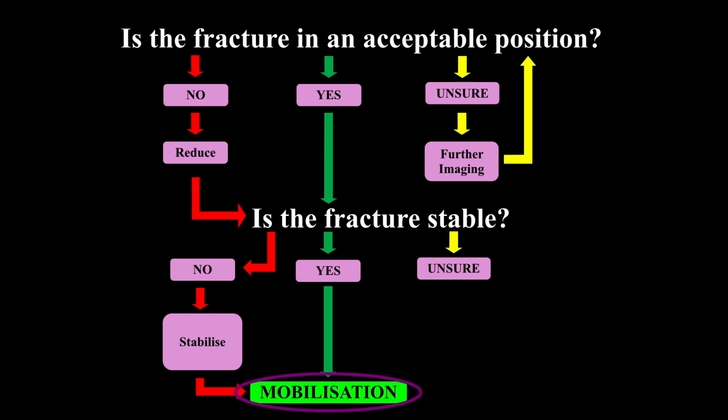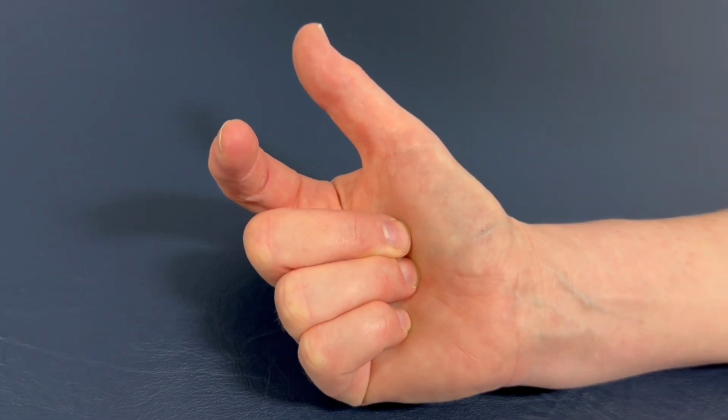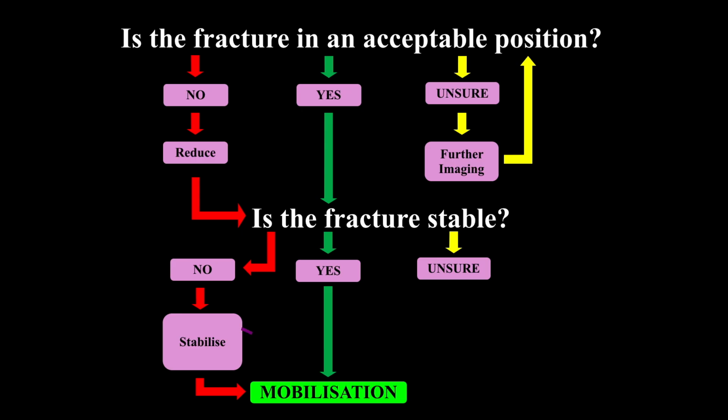This is because if an injured hand is immobilized until the fracture heals, the risk of a stiff hand or digit is very high and can be catastrophic for the function of the hand. So it is important to remember that stabilization must allow for mobilization.